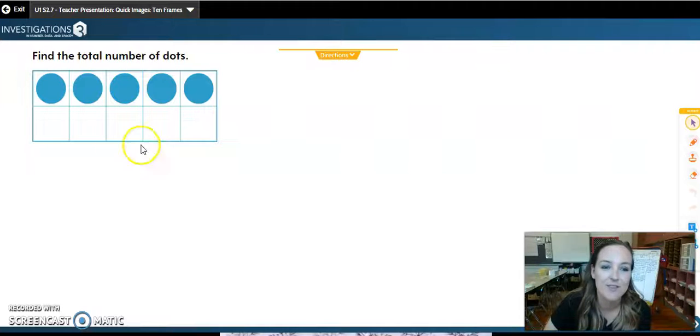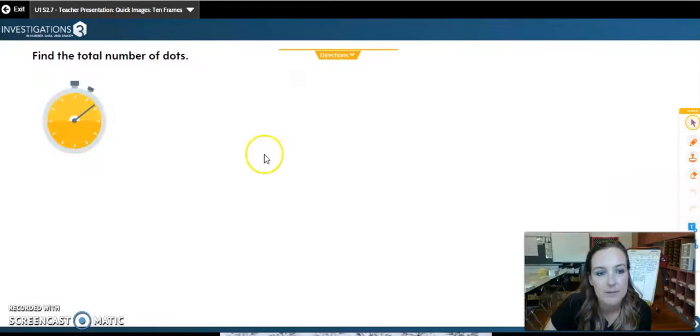All right, so this is the tens frame again. This time, though, it only has dots on the top row. So let me count them. 1, 2, 3, 4, 5. So just like in the last one where it had 10, this one only has 5 on the top. All right, we're going to do one more. I bet you'll get this one.